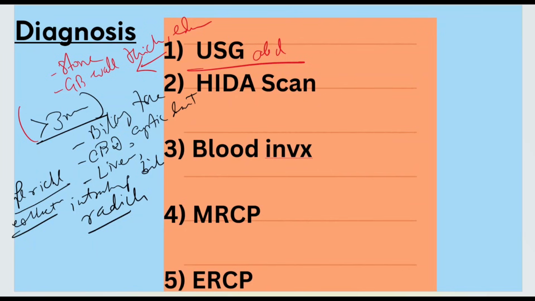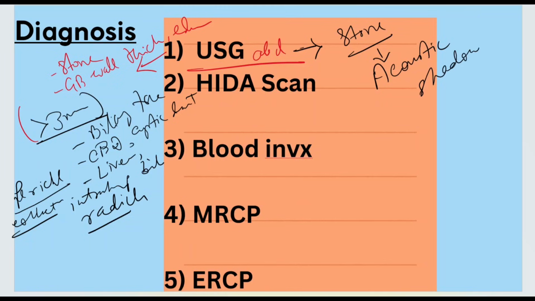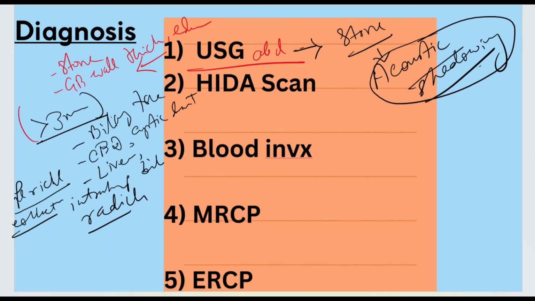Also, if a gallstone is present, in the last part also I showed you a picture. If stone is present, then in ultrasound we can see acoustic shadowing. Due to the stone, we can see acoustic shadowing. Okay.